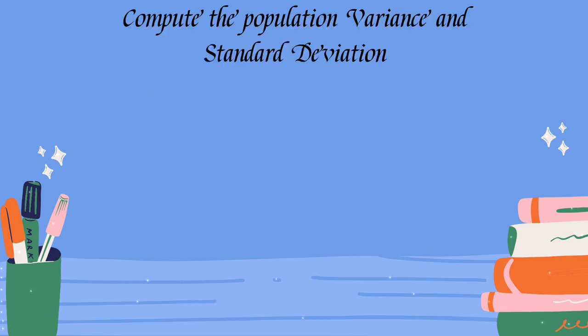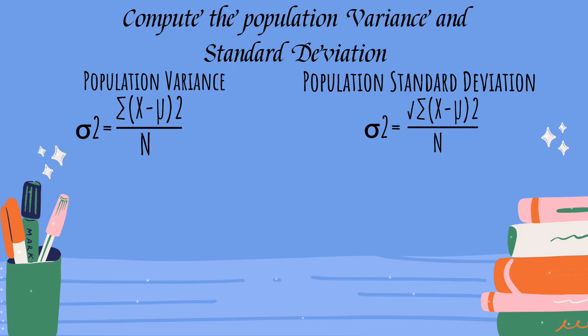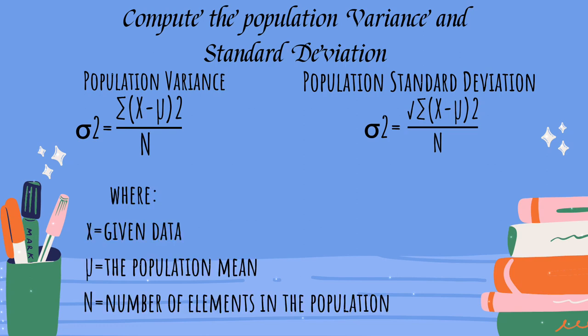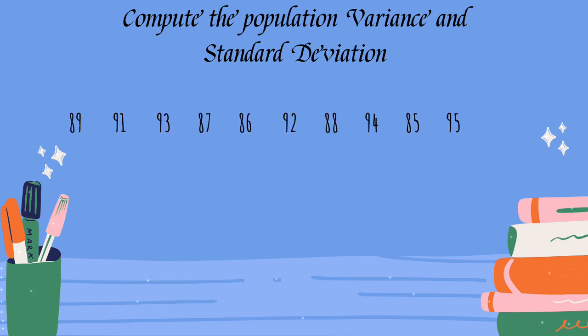Next, let's compute the population variance and standard deviation. So here's the population variance formula. Sigma squared is equal to the summation of x minus the population mean, squared, over n, where x is the given data, mu is the population mean, and n is the number of elements in the population. The data are 89, 91, 93, 87, 86, 92, 88, 94, 85, and 95, as we were given earlier. This is 10.